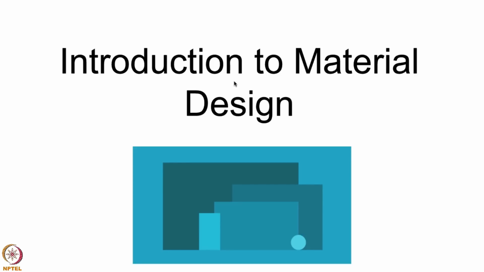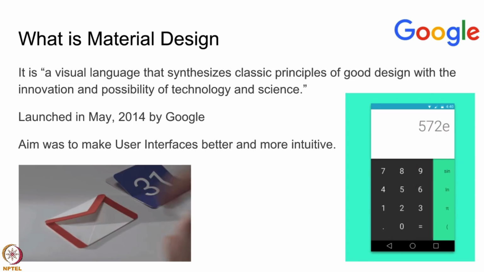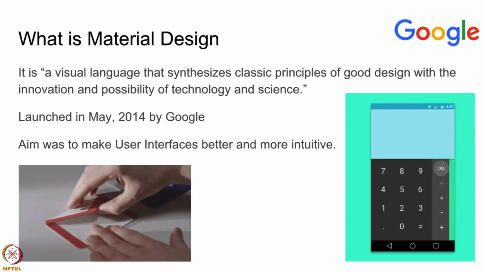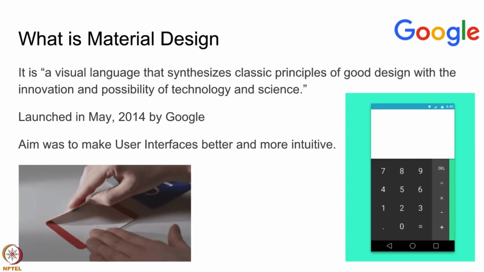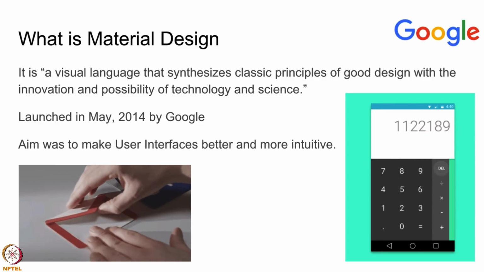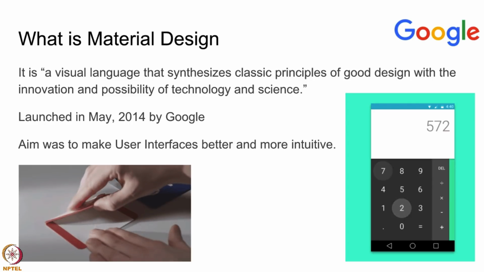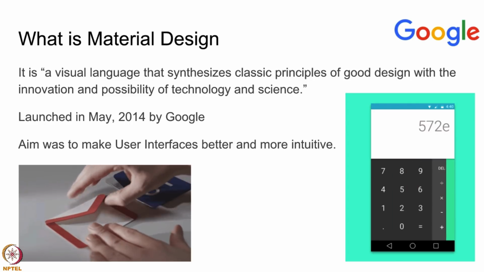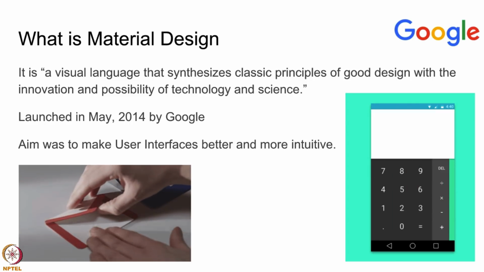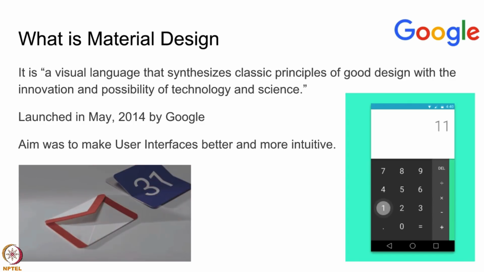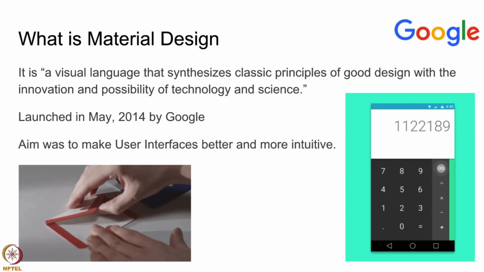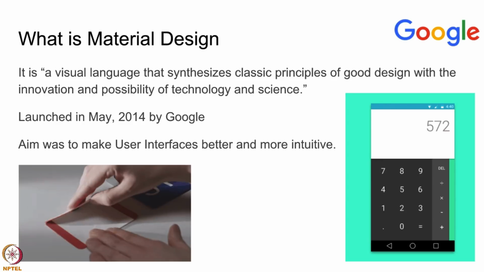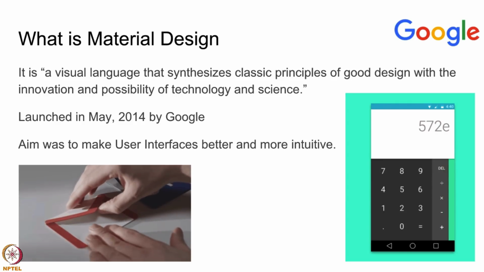Everyone, today we'll be learning about material design, which is a design language developed by Google back in 2014. According to Google's official introduction to material design, the goal they had in mind for the concept was to create a visual language that synthesizes classic principles of good design with the innovation and possibility of technology and science. The idea was to create a single, unified system that would work across multiple platforms.